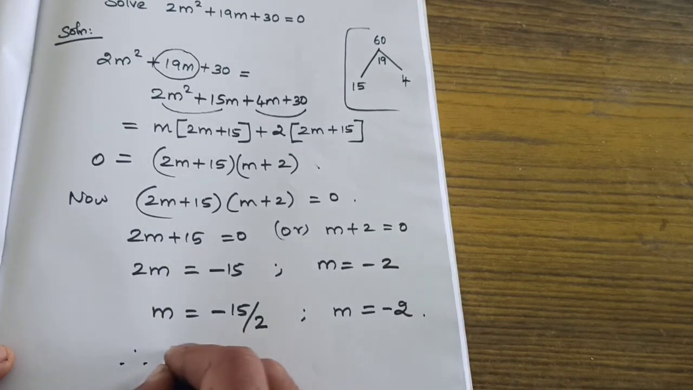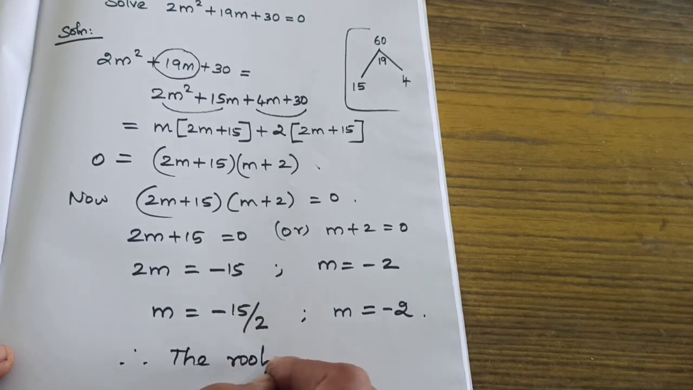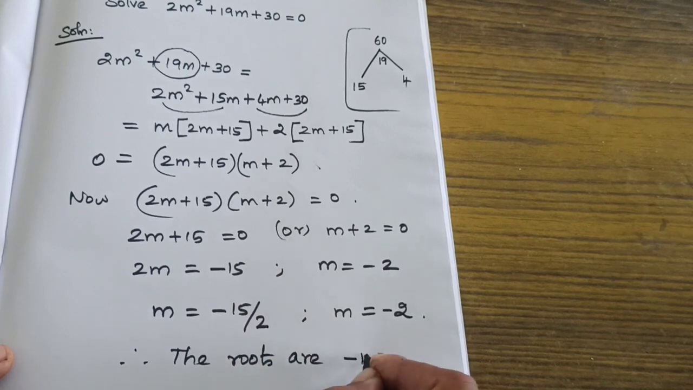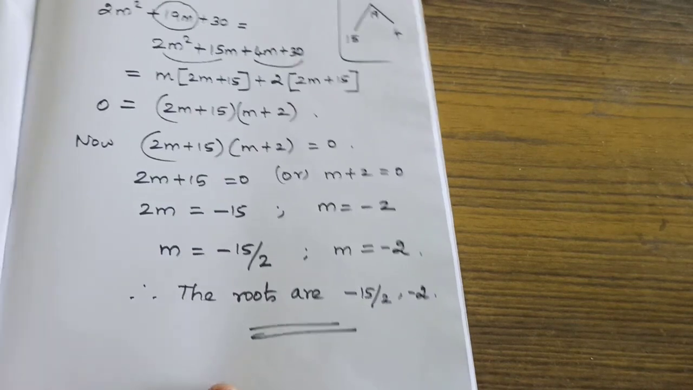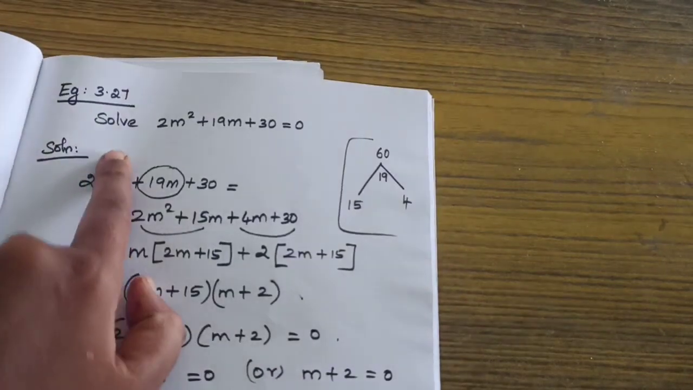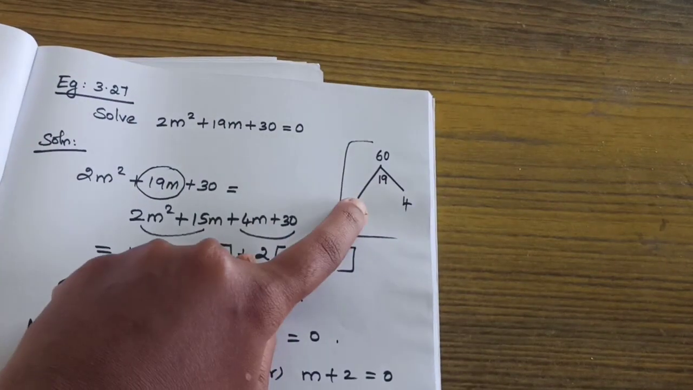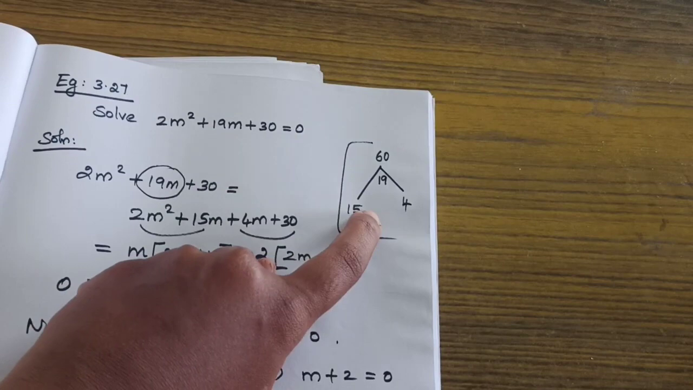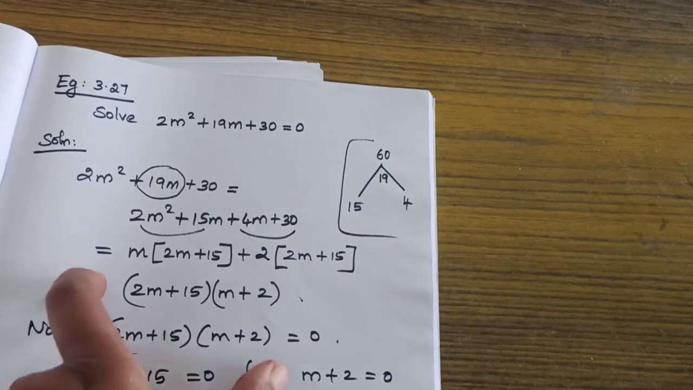Therefore the roots are minus 15 by 2 and minus 2. Very easy, no? So just listen one more time. Solve this means just to factorize this and find the numbers. Don't use the shortcut here. You need to write the steps one by one.